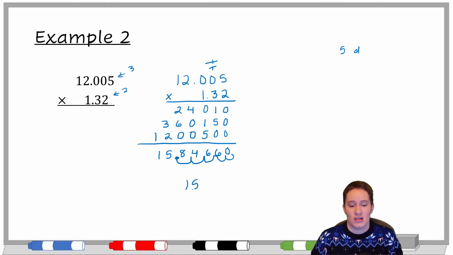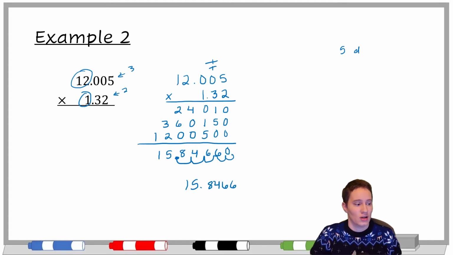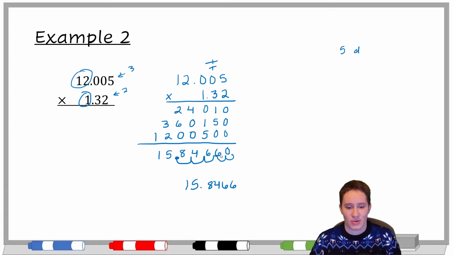This is 15.8466. You can either write the 0 at the end here or leave it off. And that 0 was important for us accounting for our 5 decimal places, but doesn't actually add any value to our answer here. So a quick check, 12-ish times 1-ish would be 12. We did get something that's close to 12, so that's a good sign. I checked my answer with the calculator. It looks like it's correct, so there we go.